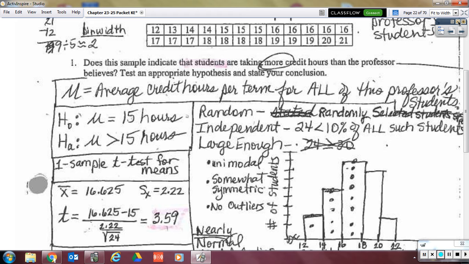The null hypothesis, mu equals 15 hours. The alternative, mu is greater than 15, because she thinks that the average is more than 15. Okay? I'm going to skip the assumptions for right now and come back to that in a moment. This is a one sample t-test for means.